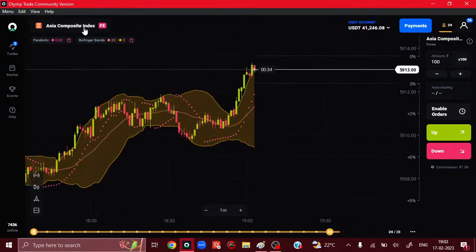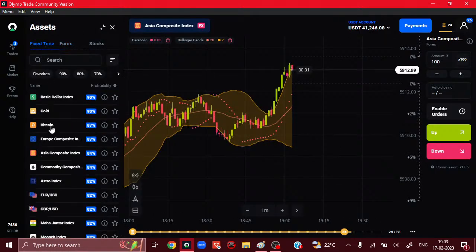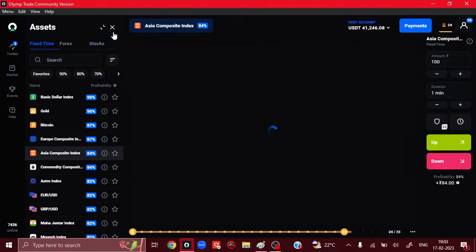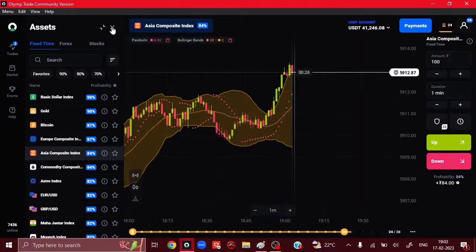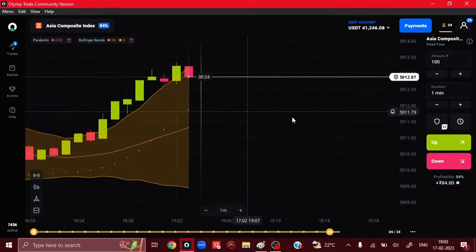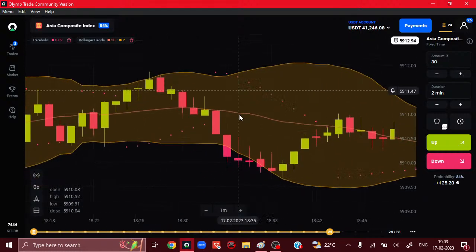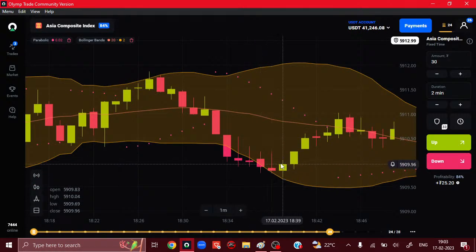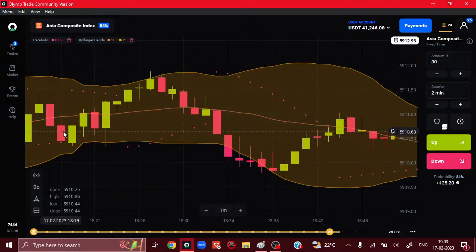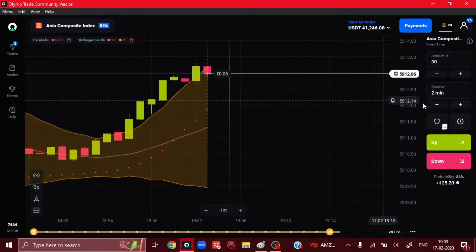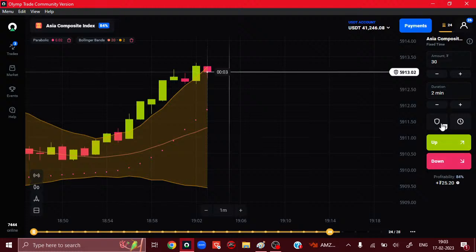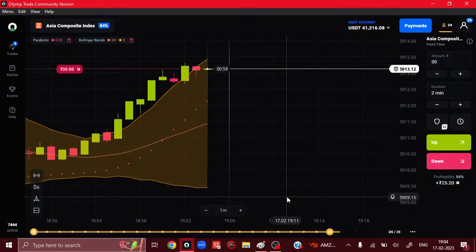I think we might get an entry in Asia Composite Index. Let us try to make a trade here. If this red candle closes inside the band, then I will be entering into a downward direction trade for 2 minutes. See here, the price went outside the band, a candle closed inside, then upward direction trade. Again, candle closed inside, downward direction trade. This is how you can make the trade. I think we might get an entry here. So a 2 minutes entry in Asia Composite Index in downward direction.